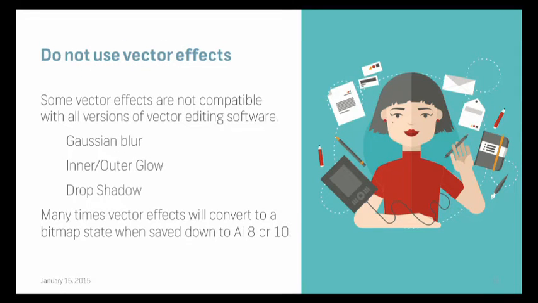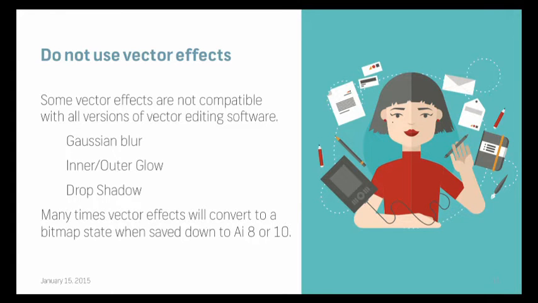Next, don't use any vector effects. We can't accept vectors that have vector effects. And when I'm talking about vector effects, I'm talking about the more optical or Photoshop-based effects, ones that cannot be edited as a vector themselves. So things like Gaussian blur, inner or outer glow, or drop shadow.